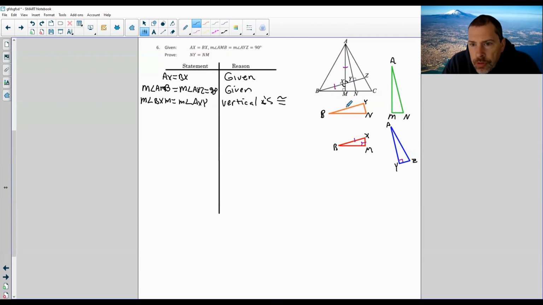So let me see. Oh, I see. This is a right angle here because this was a right angle. So now I have these two triangles are congruent. AXY. I did not make an AXY. So let me make an AXY.